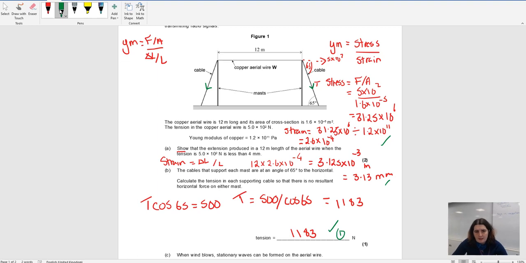I know that the copper wire is being pulled this way with 500 newtons. I'm trying to find the tension in the cable that's actually doing that.